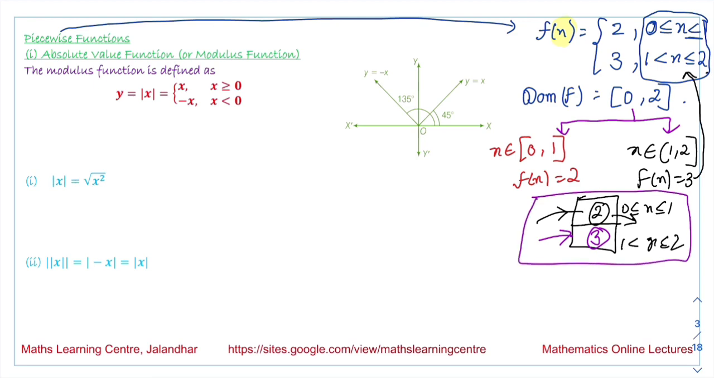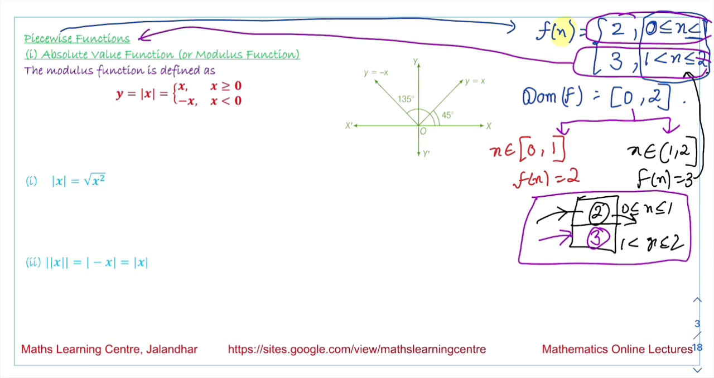So these kinds of functions that are divided like this are called piecewise functions. That is, this is one piece of the function, this is the second piece of the function. So we are going to see some examples of such piecewise functions.